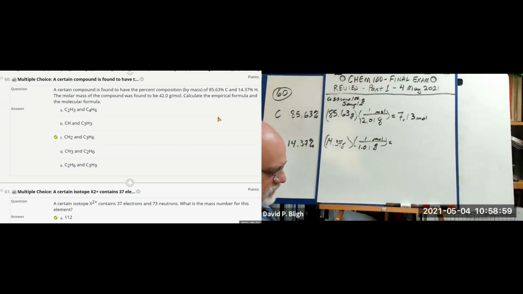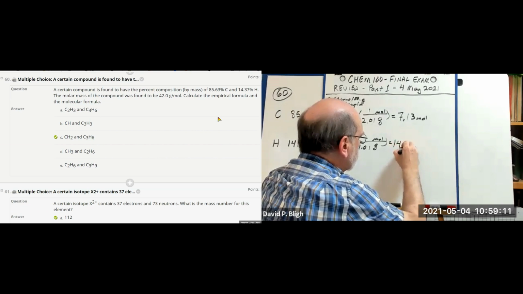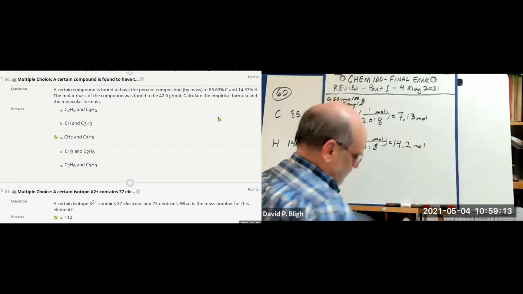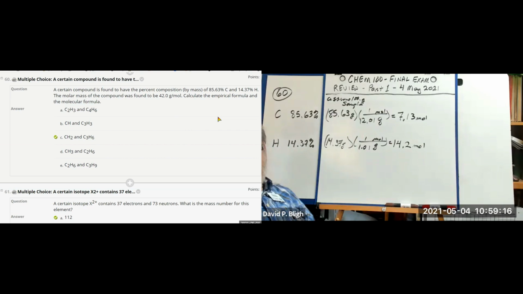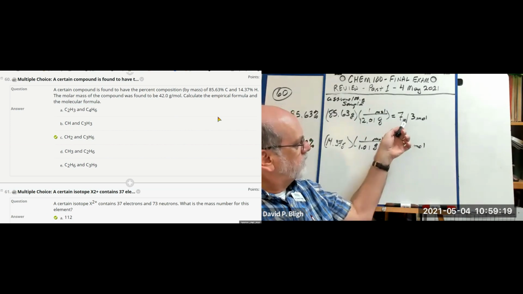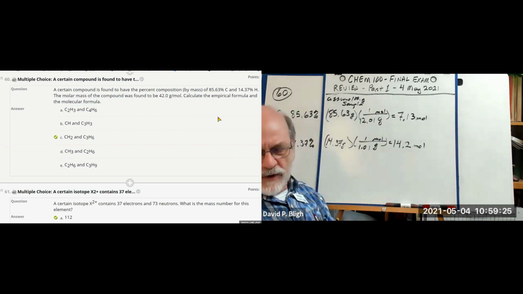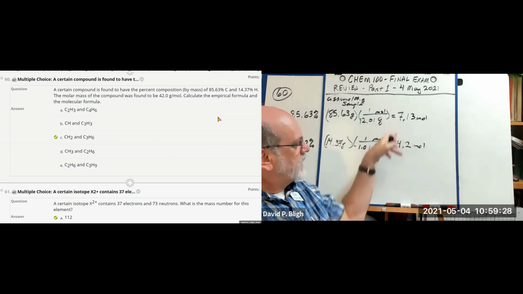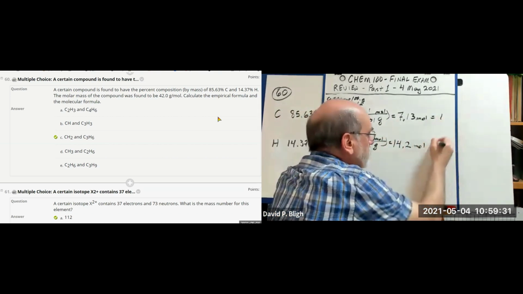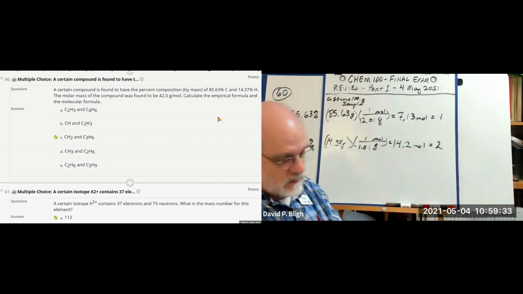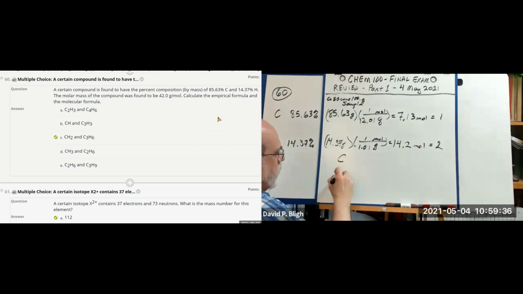And 14.37 divided by 1.01 is 14.2. Okay. Now we could go ahead and divide this one by 7.13 and divide this one by 7.13, but I think you can eyeball it, right? What's the simplest whole number ratio here? 7 to 14 is 1 to 2. So the empirical formula is 1 carbon, 2 hydrogens.